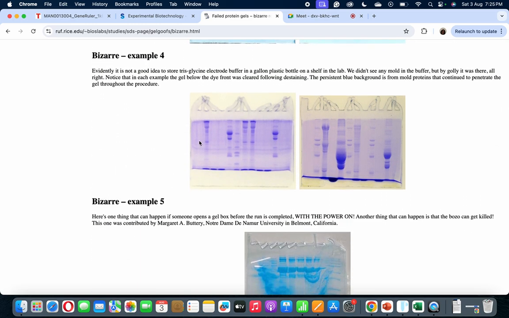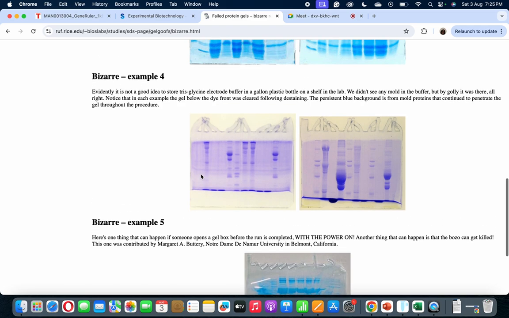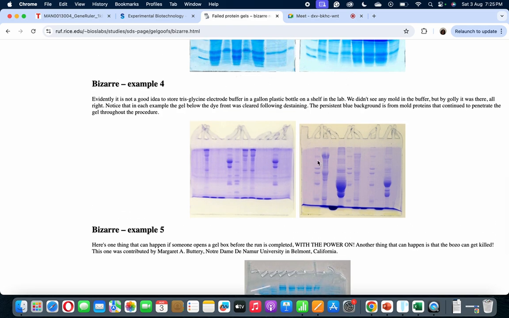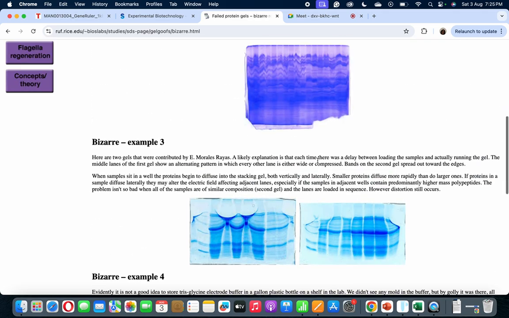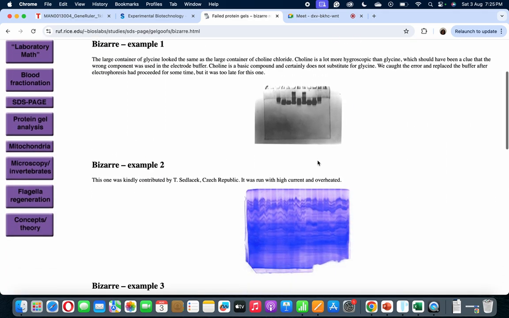Here, what they're getting is actually contamination from the buffer itself. So here you are seeing this purple background in the gel. That is because there was some protein in the buffer itself which is stuck in the gel, and no amount of destaining is getting rid of it. So these are just some examples of things that can go wrong in your gel.